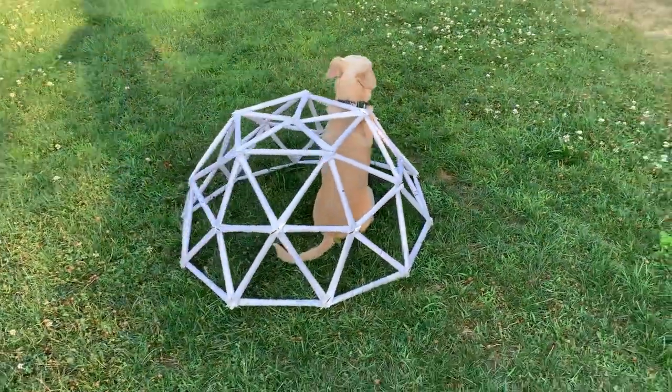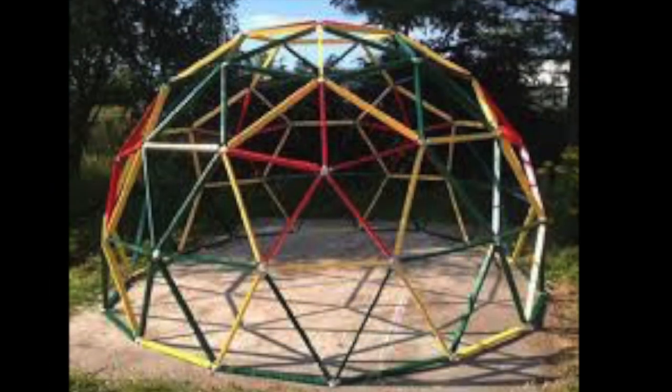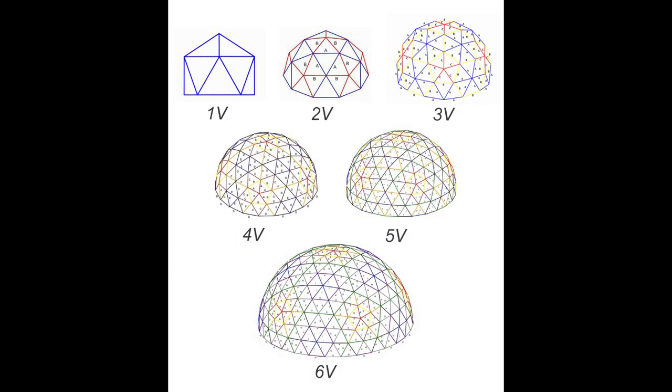There are many examples of geodesic domes in everyday life. For example, there are many greenhouses around the world that are made in geodesic domes. And there are also a lot of common playground structures that are geodesic domes. There are many different sizes of geodesic domes as well.